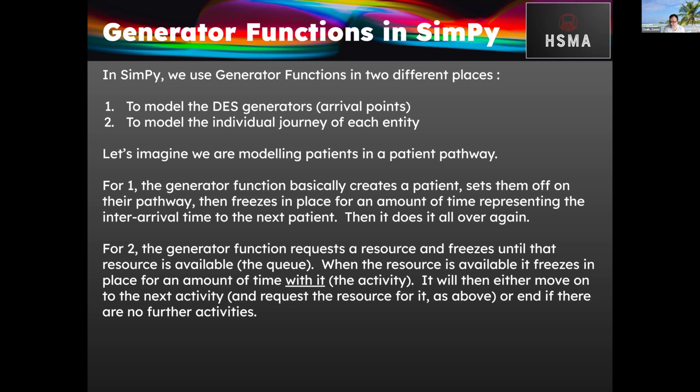So let's imagine we're modelling patients in a patient pathway, which is what a lot of you are going to be doing. So for this bit, to model the arrival points, the generator function will basically create a patient. It'll then set them off on their pathway. Then it'll freeze in place for an amount of time that represents the inter-arrival time to the next patient. So it waits, and then when control is passed back, that time has elapsed, and it continues where it left off. So it then generates the next patient. Then it works out how long to the next patient, freezes in place, and then when control's passed back, it generates the patient, then waits and keeps going round and round in this loop.